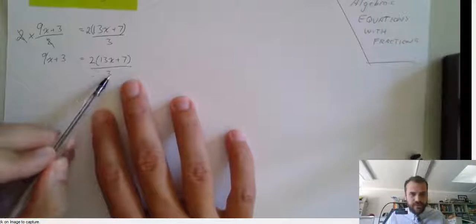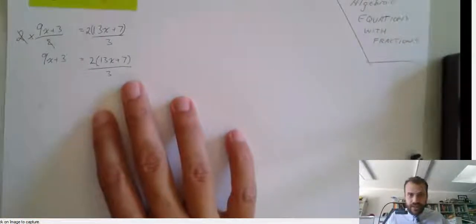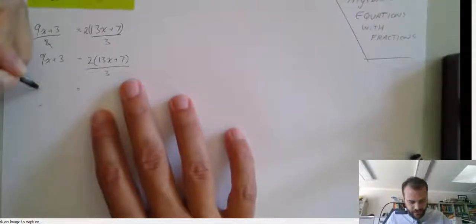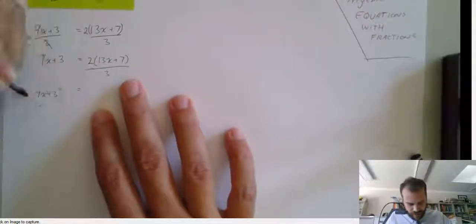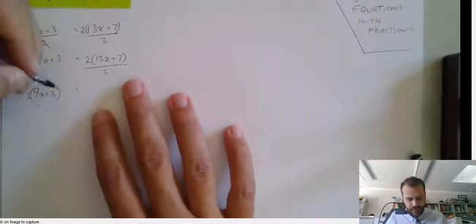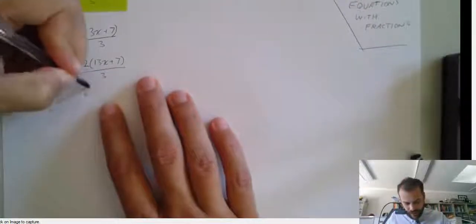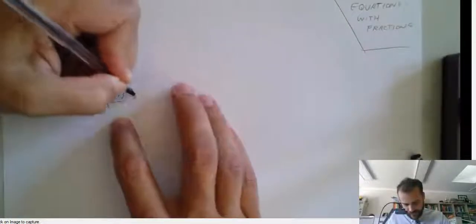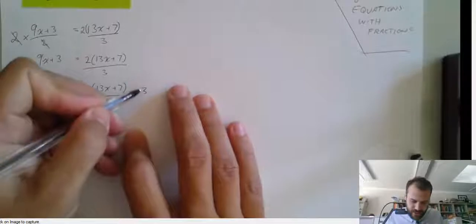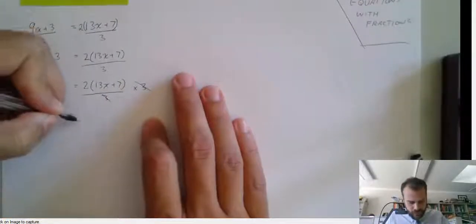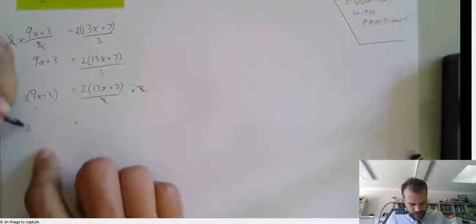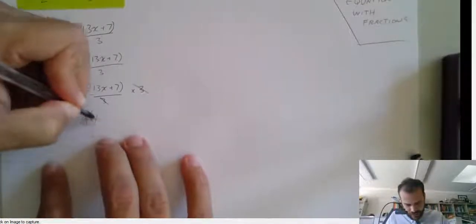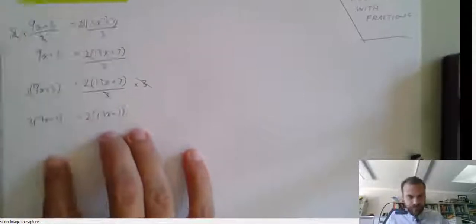Now what I need to do is get rid of this 3. And I can do it in the same way, by multiplying both sides by 3. 9x plus 3 times 3. Multiply this side by 3. And those 3's are going to cancel out. What I end up with is 3 bracket 9x plus 3 equals 2 bracket 13x plus 7.